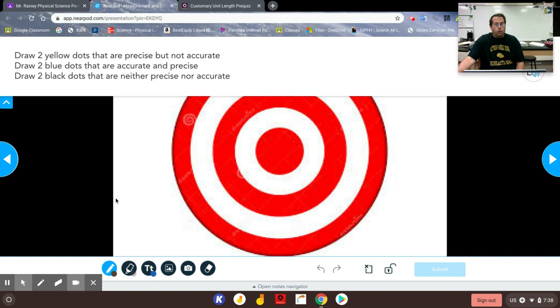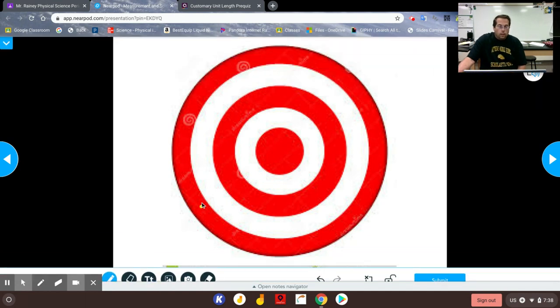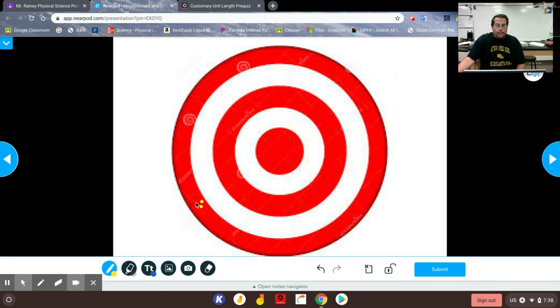Okay, and then it asks you to draw 2 yellow dots that are precise but not accurate. So you go to the tool, select yellow, and again, if I make 2 dots that are near each other, these are precise in the fact that they're close to each other, but they're not accurate because they're nowhere near the target where I want them to be.